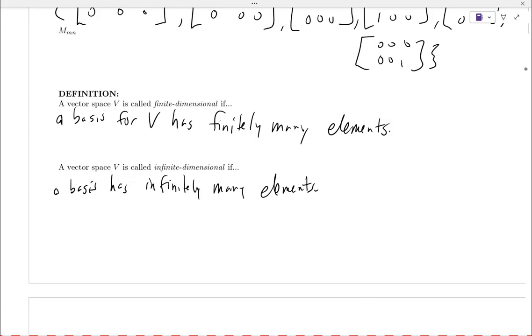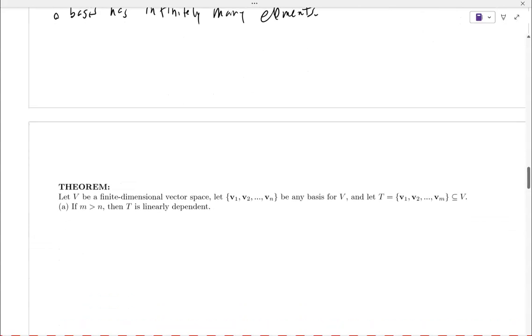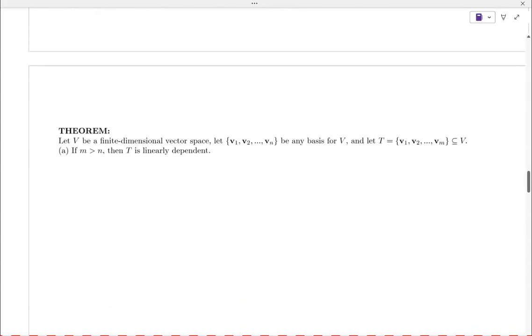All we mean by finite dimensional is there's a finite number of elements in the space, or in the basis for the space. That's all we mean. And all we're going to deal with are finite dimensional vector spaces. We want our bases to be finite. All right.